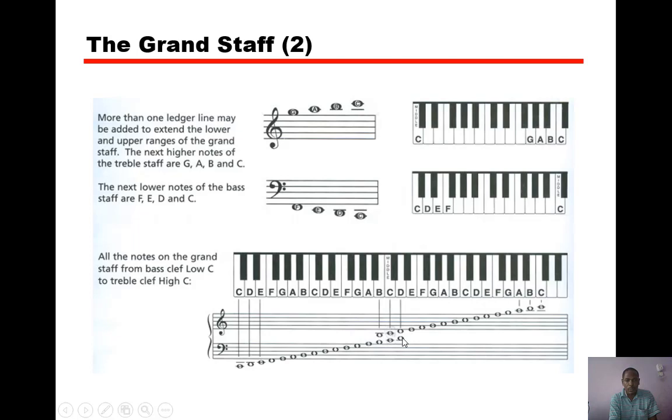So at a point in time, you see that the bass and the treble notes will come together. So this note here, B, is the same as this note. So this B can be written here or there. This C, which is the middle C, can be written just below the treble staff, or just above the bass staff.